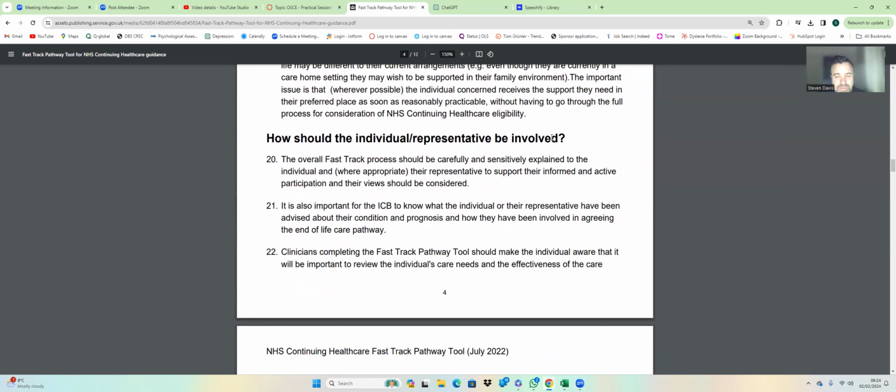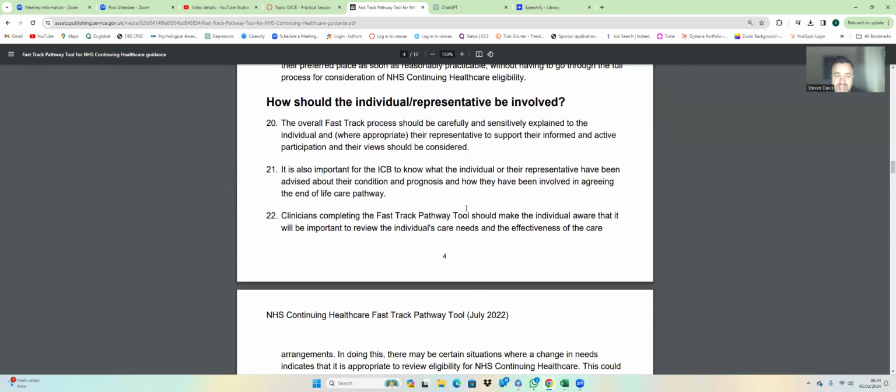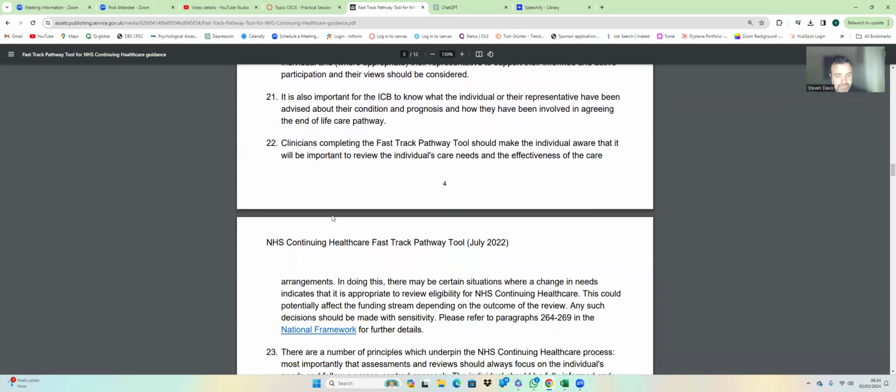How should the individual and representatives be involved? So again, this is the working together part. The overall fast track process should be carefully and sensibly explained to the individuals and, where appropriate, the family members, etc., who are going to be involved in those decisions. It's also important that the ICB knows about what the individuals and their representatives have been advised about the condition. So what do they know, what do they not know? Because obviously, are they aware that the patient is on an end-of-life pathway?